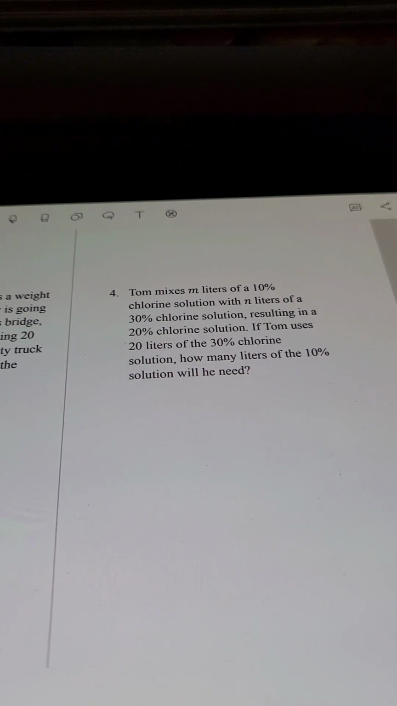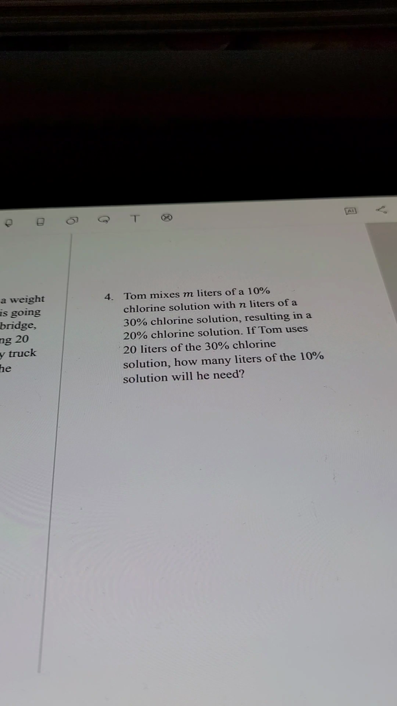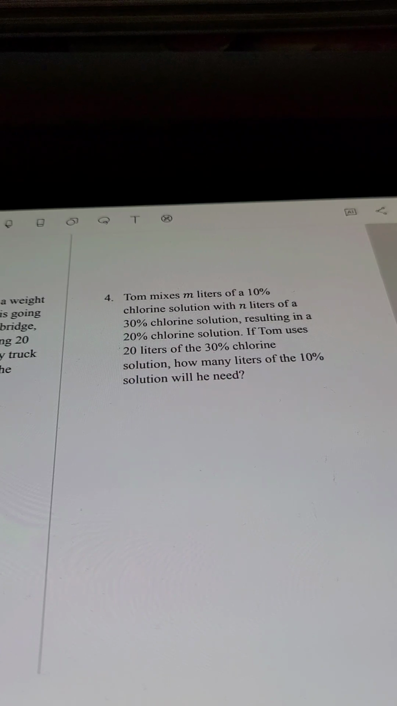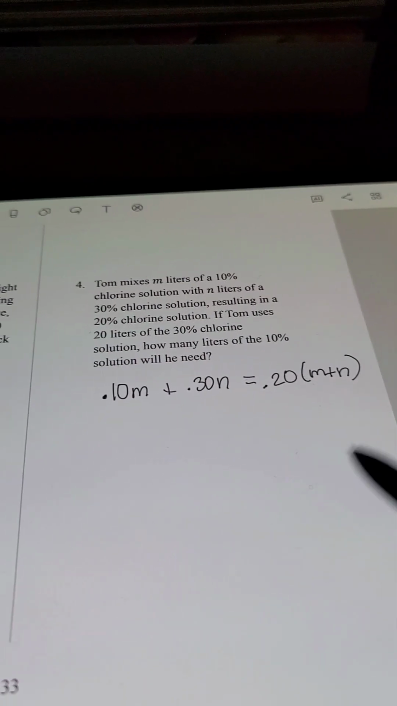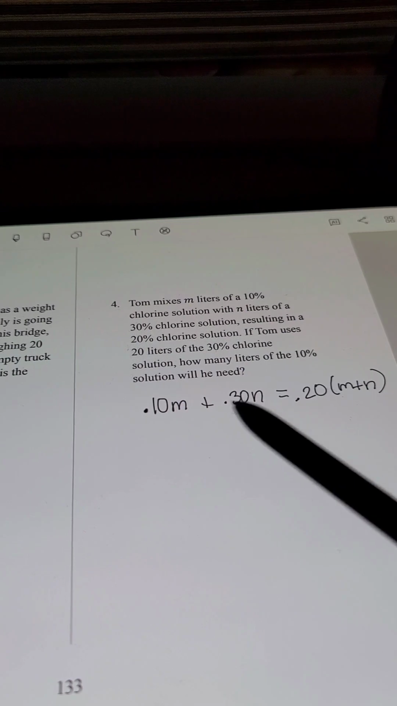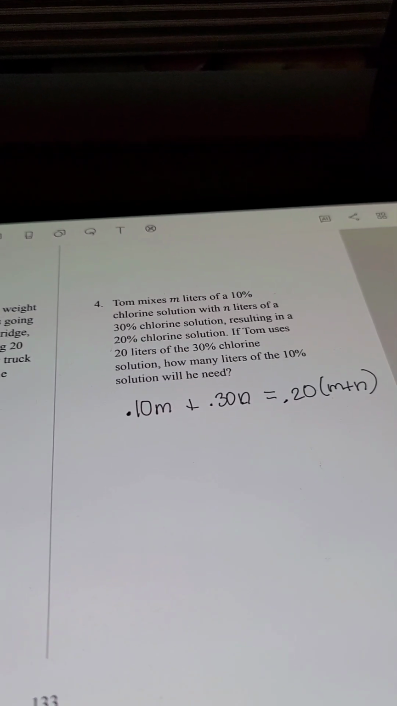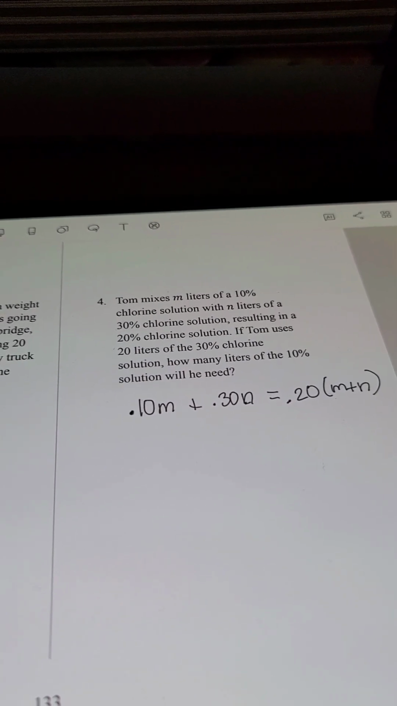And what I mean by that is, you take the parts, the solutions you're mixing together, think of those as parts, and then the whole solution that you get, think of as your whole. So if we're thinking of part plus part equals whole, it would look like this, where M is the liters for the 10% solution, and N is the liters for the 30% solution.